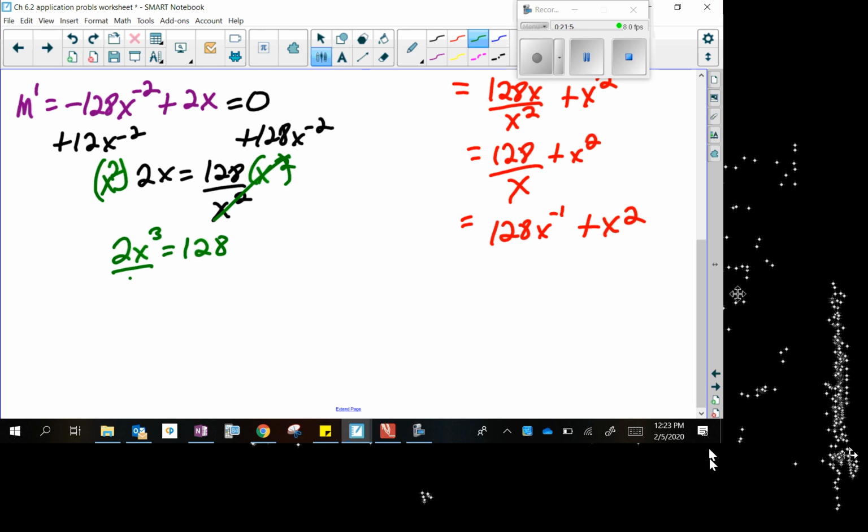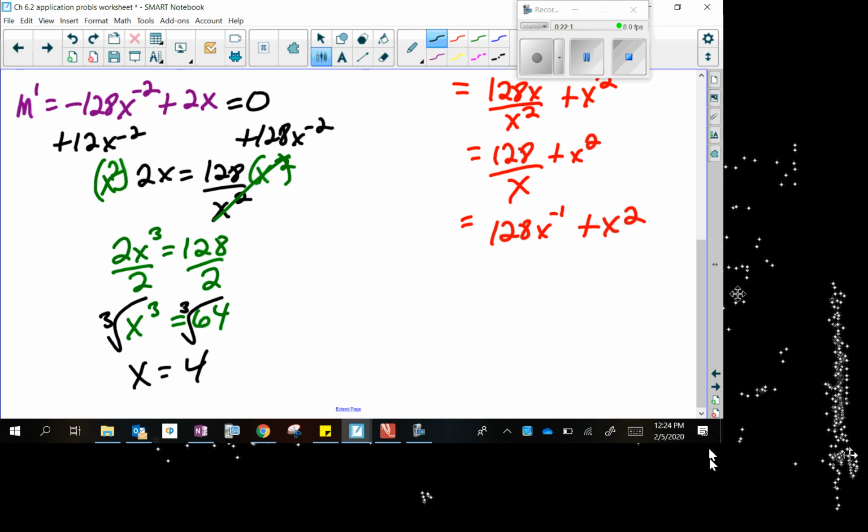Divide by 2. X cubed equals 64. How'd you do that? You didn't cube it. You took the cube root of it, right? So if we take the cube root, we get x equals 4.